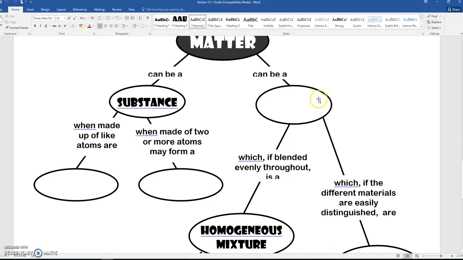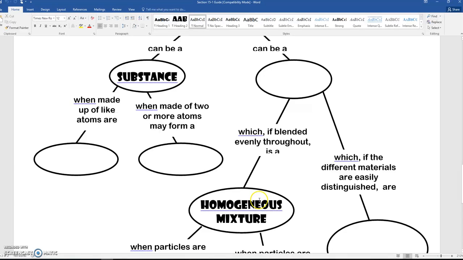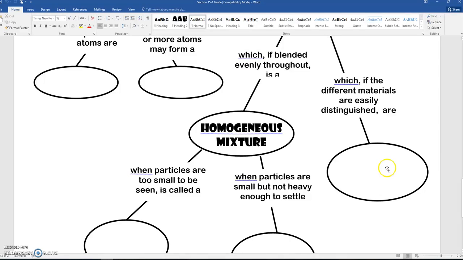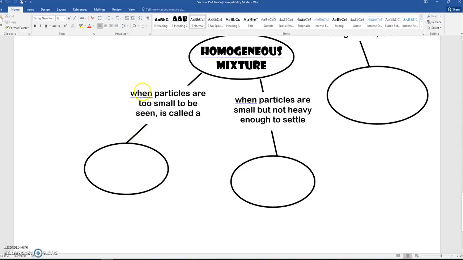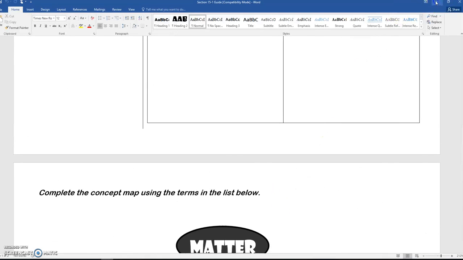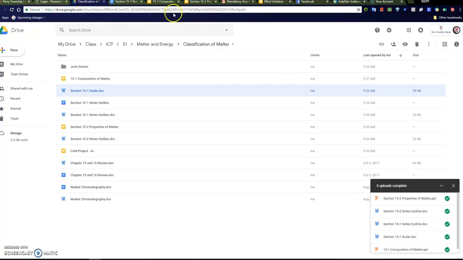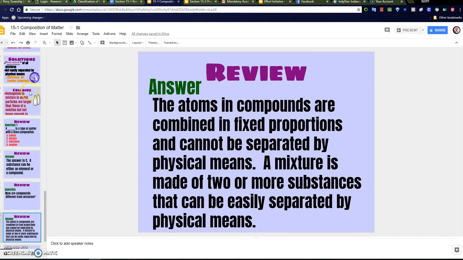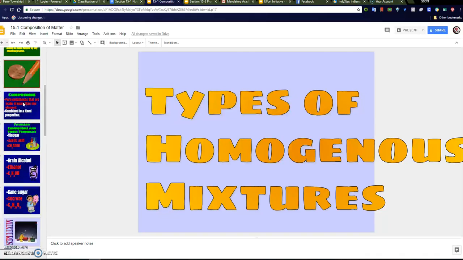If we have mixtures, and it's evenly blended and you only have one phase, this can be a homogeneous mixture. If you can easily see the different parts, it's a heterogeneous mixture. Homogeneous mixtures can be divided into 2 different things. It can be a solution, where particles are too small to be seen, and then we also have colloids, where particles are small but not heavy enough to settle. All right, so that is the classification of matter. We're taking matter, categorizing it, classifying it, to try to understand it better.